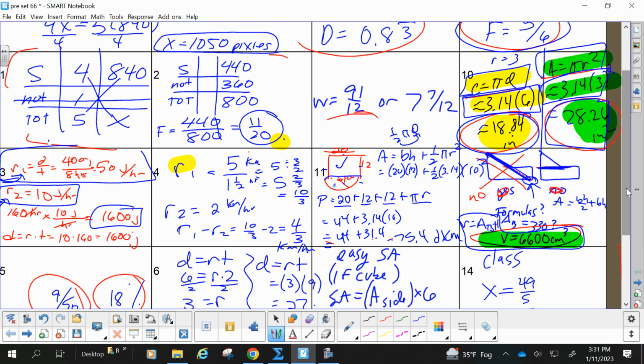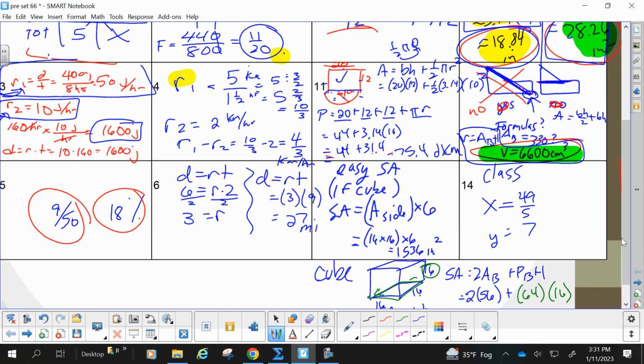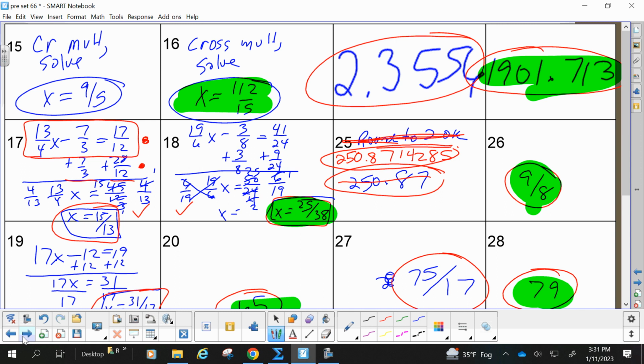14 is similar triangles. You should set up a proportion, cross multiply and solve. We did that in class. Hopefully that's right. Backside, 16 is a proportion. You should be cross multiplying, then using algebra to solve. Your answer is 112 over 15. If you don't have the x, write it in, please.